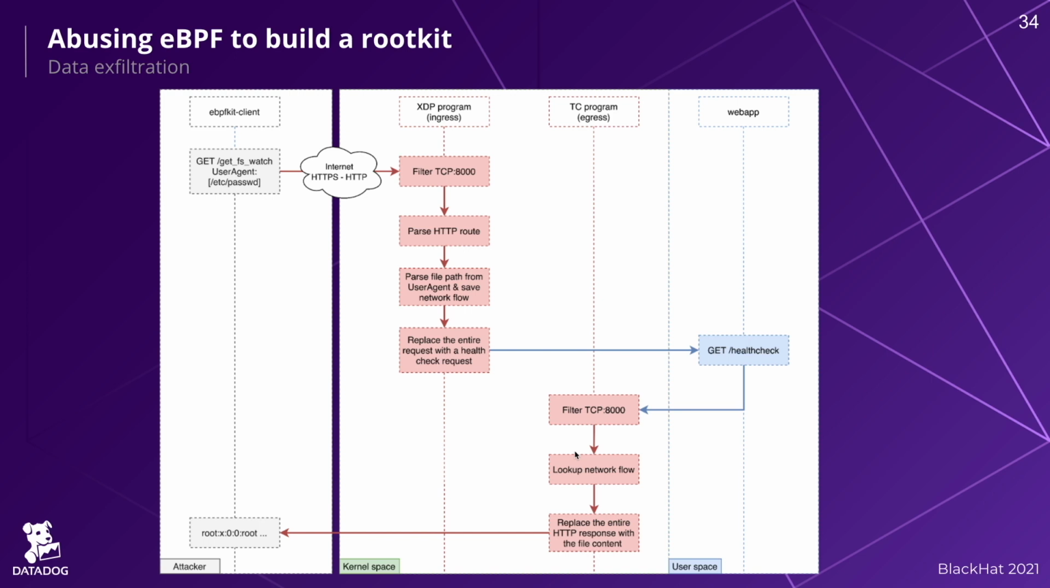When the HTTP answer reaches our TC egress classifier, our eBPF program looks up the network flow and overrides the content of the answer with the file content, if you wanted to exfiltrate file data, or basically anything you wanted to exfiltrate. So now the question is, what can you exfiltrate with the rootkit?